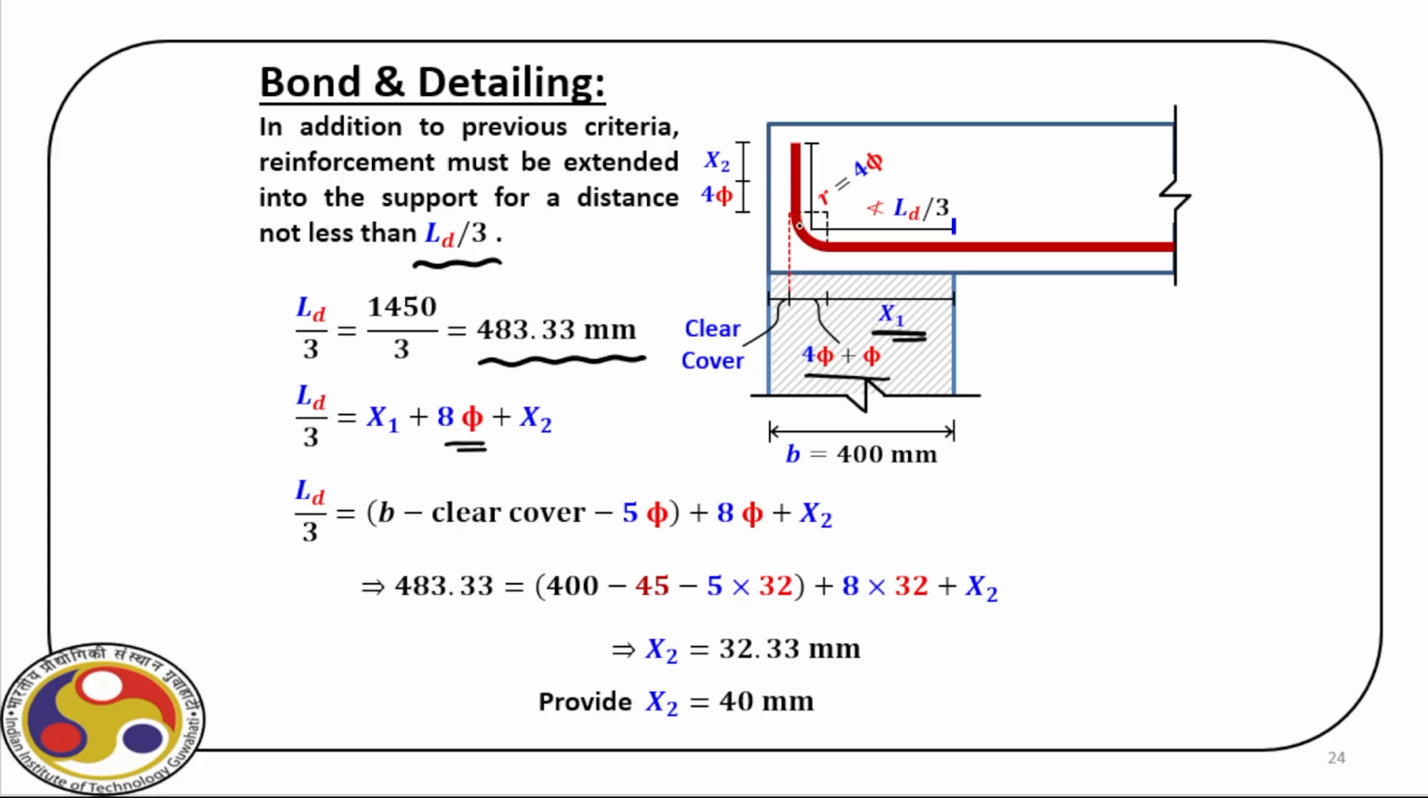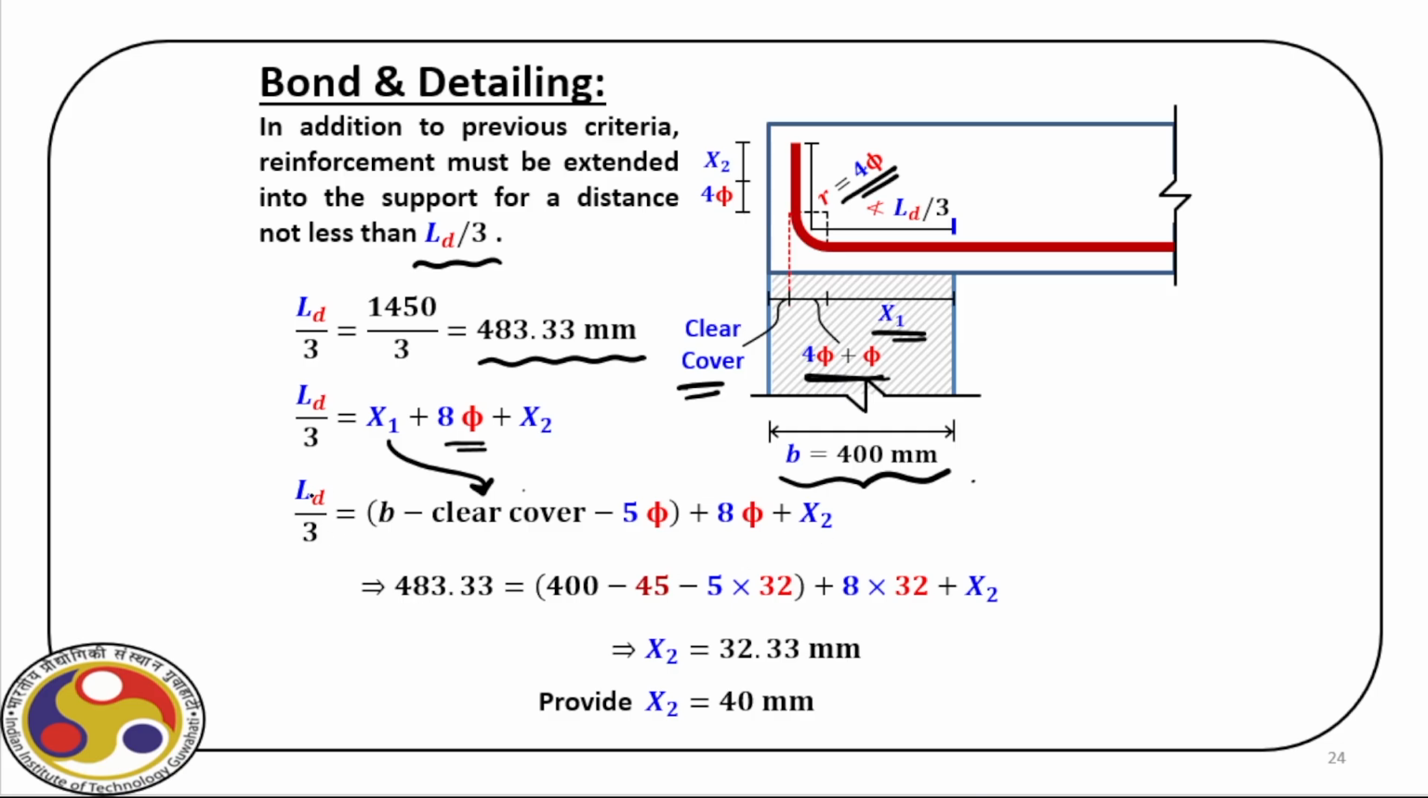Because of this bend, additional equivalent length, if you recall. So we have 90-degree bend, R is equal to 4.5 because we have used HYSD bar, and that's why we have this 8.5 here. So LD is equal to B, that is this width, minus the clear cover. We have to provide this clear cover here, as you can see, minus the clear cover, minus 5.5. Then that is x1 plus 8.5 plus x2.